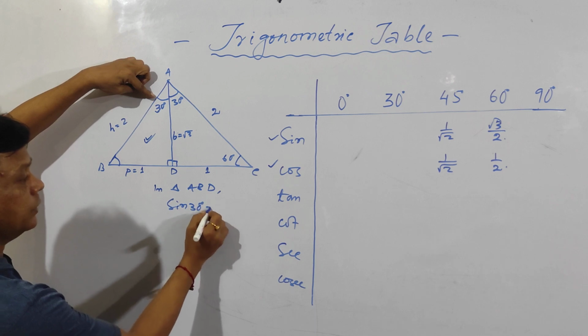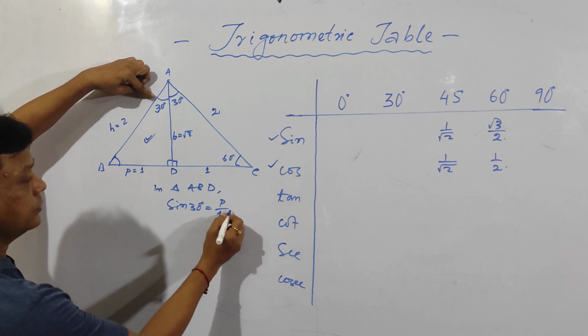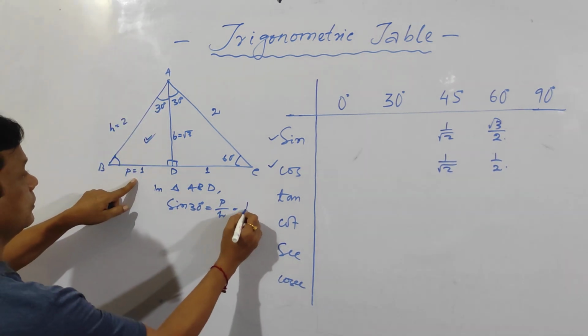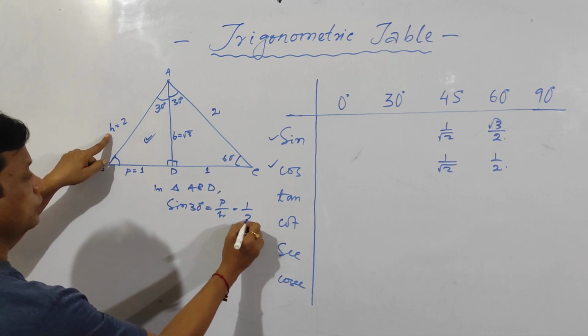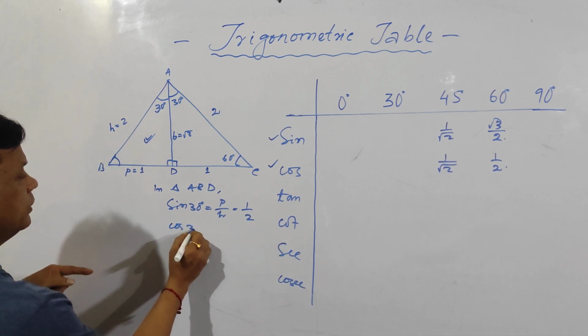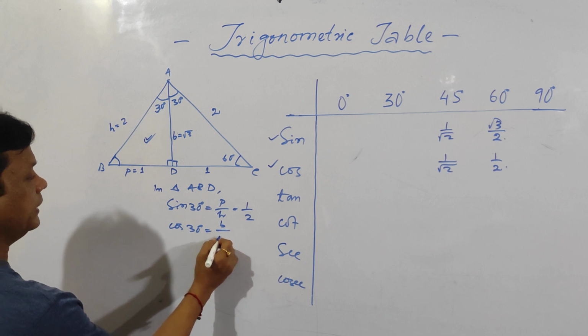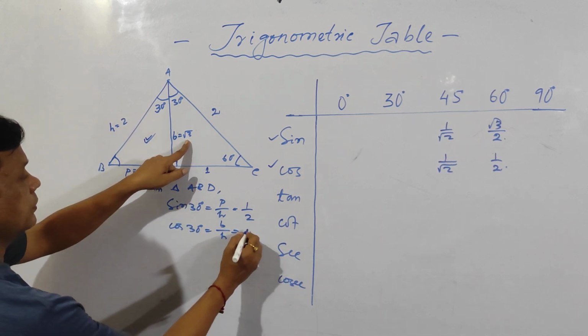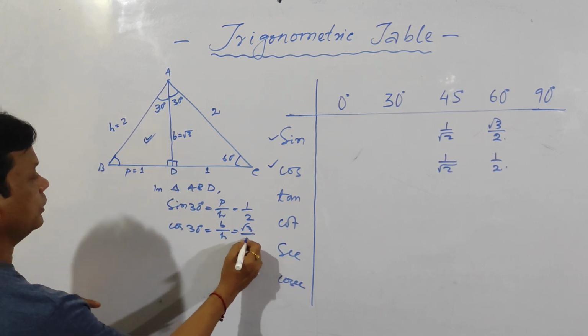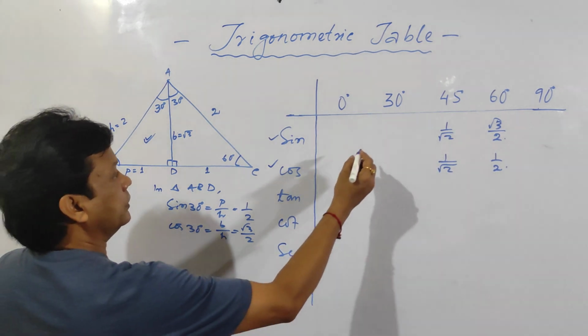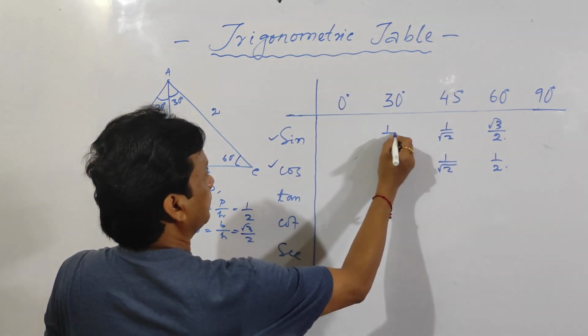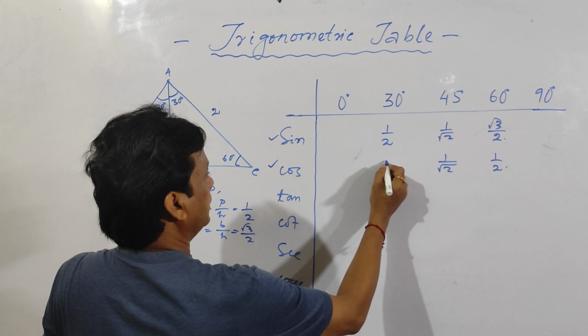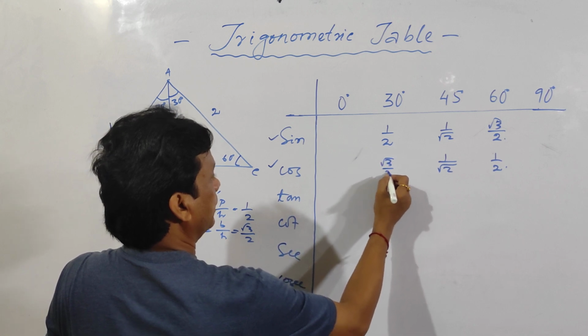Now find out sin 30. Sin 30 degree is equal to P by H. What is P? 1. And H is 2. So 1 by 2. And cos 30 is equal to how much? B by H. What is B here? Root 3. H is 2. Root 3 by 2. So sin 30 is 1 by 2, and cos 30 is root 3 by 2.